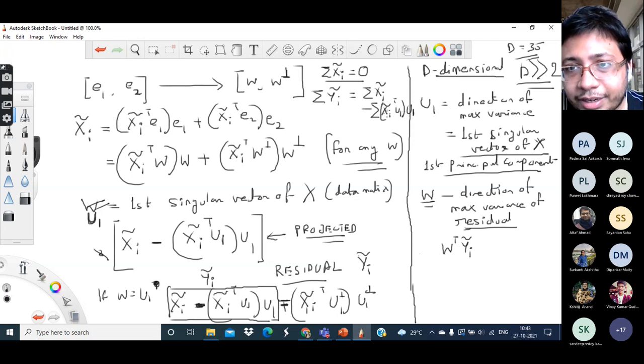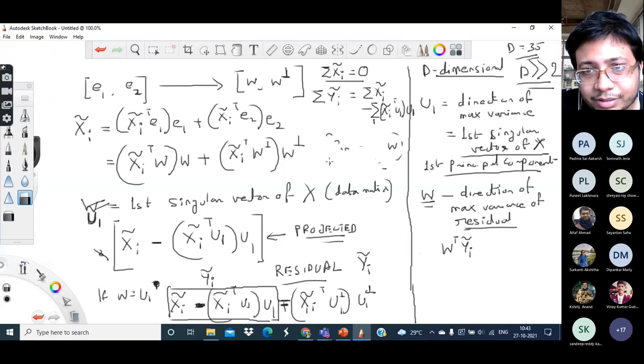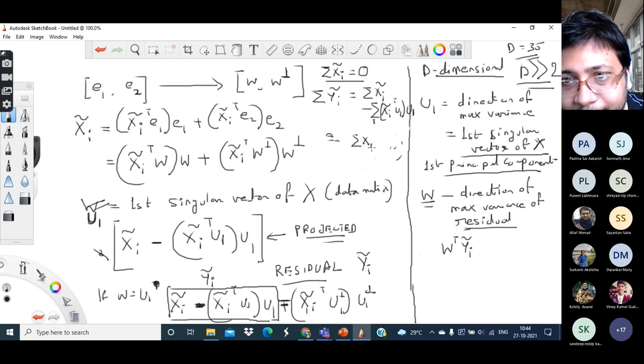So now, as you can understand, this summation is over i. So u1 is independent of i. So what is going to happen is that this summation is going to be drawn in. I bring the summation inside: the sum of xi tilde, whole transpose u1, times u1.